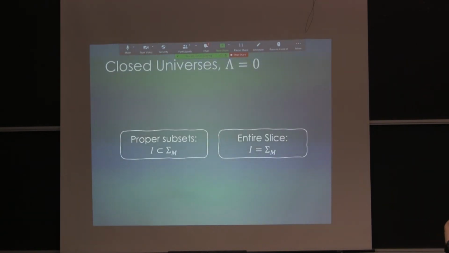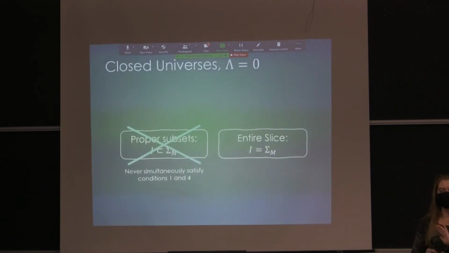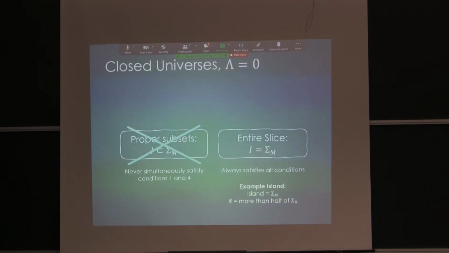So in summary, for the closed universes, lambda equals 0 case, the proper subsets didn't satisfy conditions 1 and 4 simultaneously, so they're ruled out. And then the entire slice always satisfied all the conditions, and here's an example island.